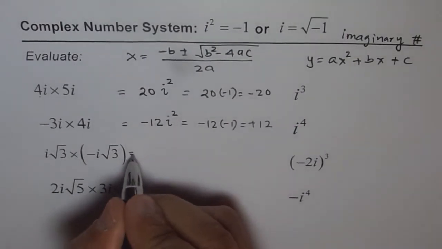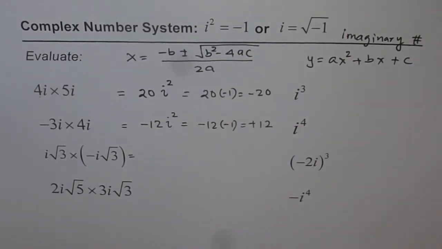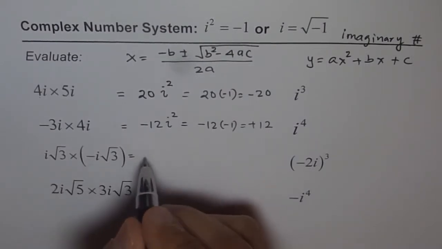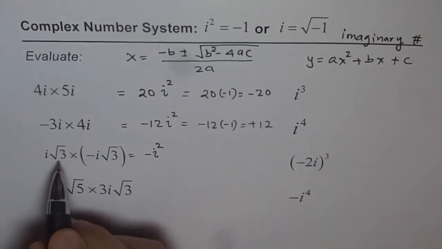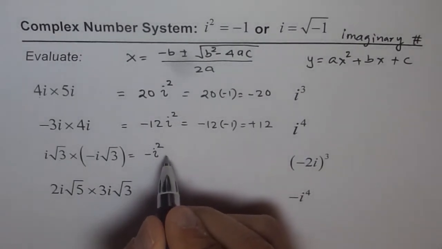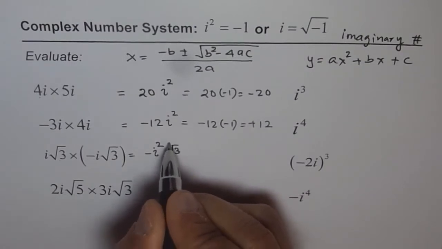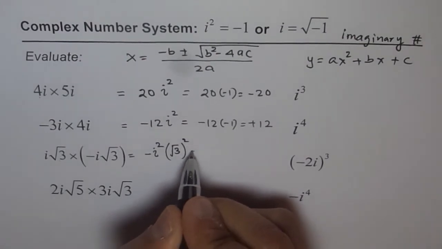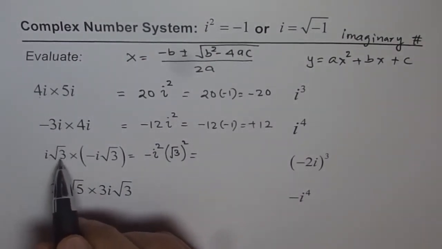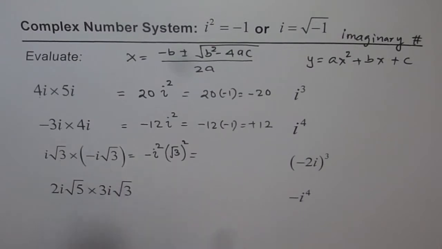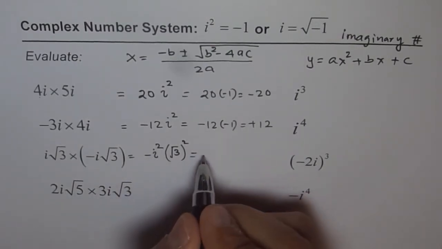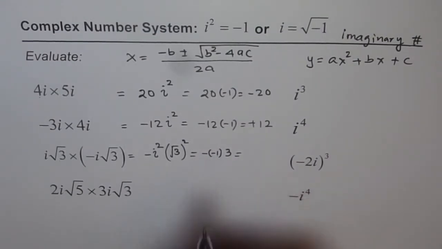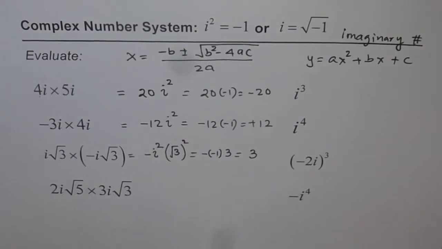Let's do this one. At this stage, you can stop the video, write down your answers, and then check with mine. So i times minus i will give me minus i squared, correct? Square root 3 times square root 3, I could write 3 directly, or I could write square root 3 squared, or some students write square root 9. All are good enough, right? The best thing is when you have square root 3 times square root 3, just write the number 3. So i squared is negative 1, so we get negative of negative 1 times 3, and negative of negative is plus, so we get 3 as our answer, right?